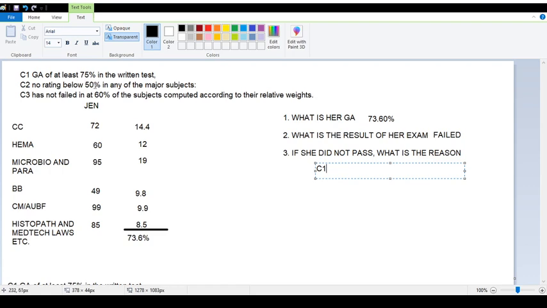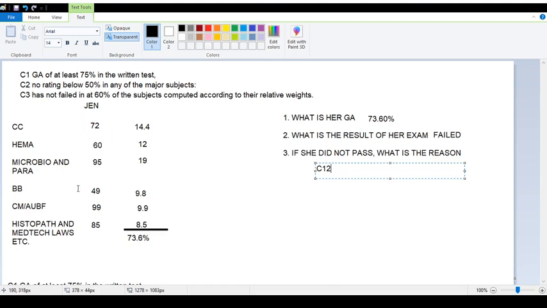So, no rating below 50% in any of the major subjects. Kaso meron siya, meron siyang 49. So, eto, hindi rin niya nakuha or hindi rin niya naabot. So, C1, 2, has not failed in at least 60%, which means she must have passed at least 60. Pero hindi niya naipasa yung at least 60 kasi bagsak siya dito.